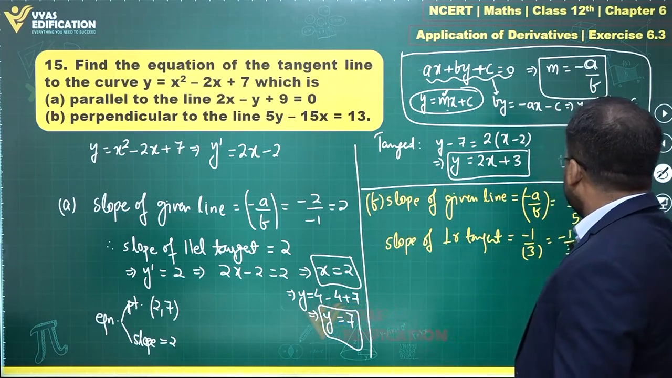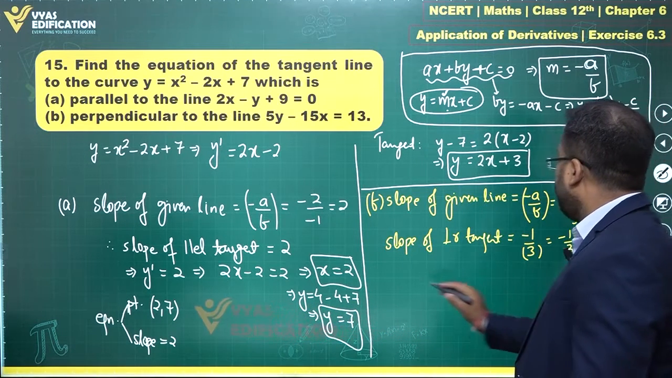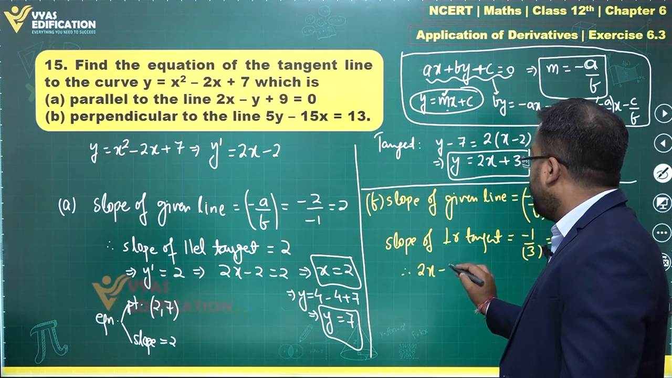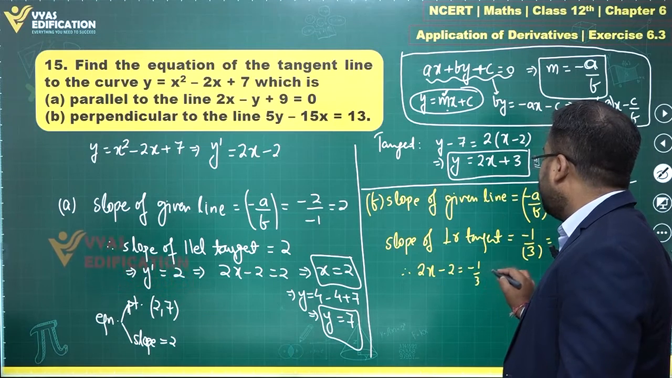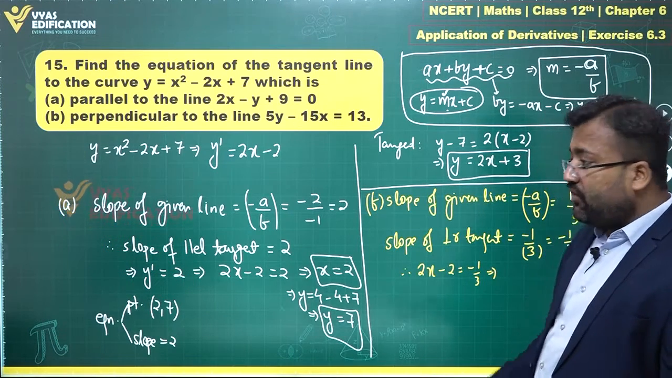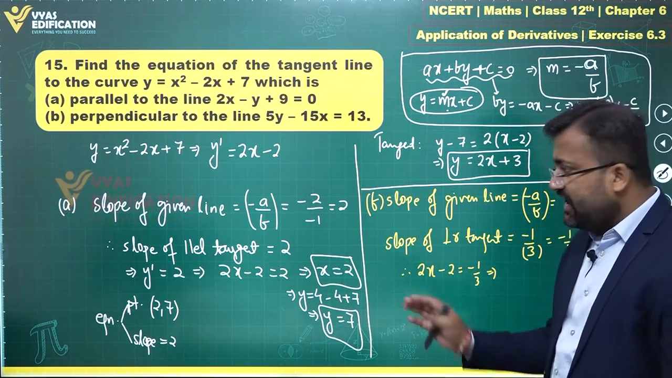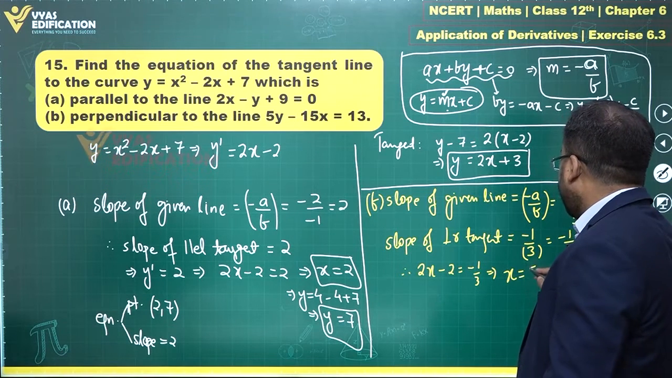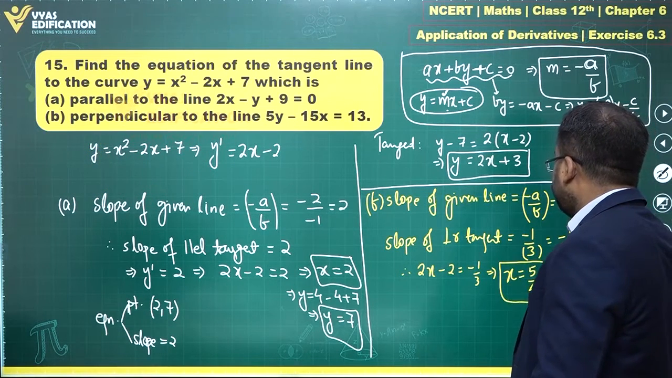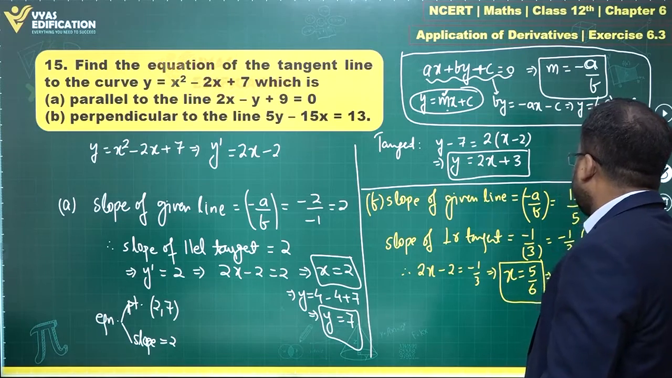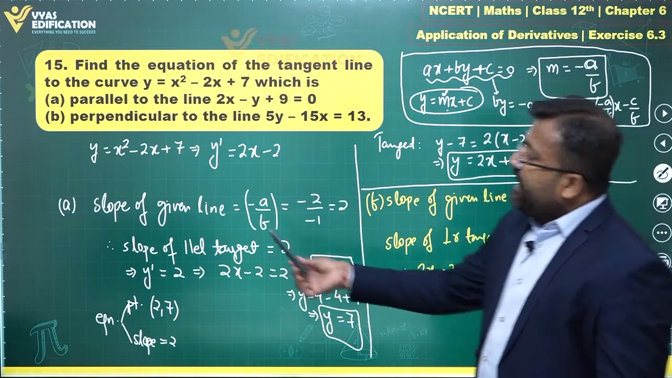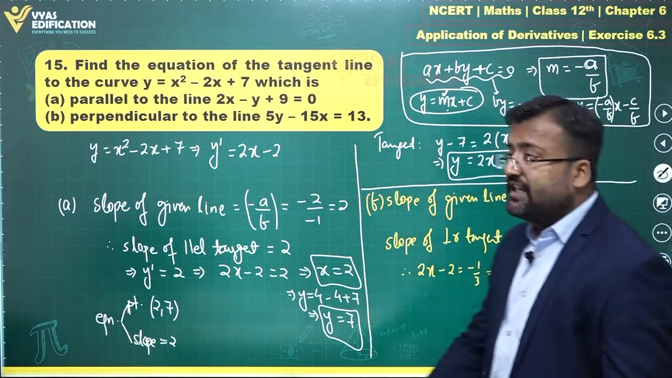Yes. This is equal to y prime. Therefore, 2x minus 2 is equal to minus 1 by 3. This tells me 2x will be equal to 2 minus 1 upon 3, which is 5 by 3 upon 2. x will be equal to 5 by 6. Very interesting. x equals 5 by 6, and what will that imply? y equals what?